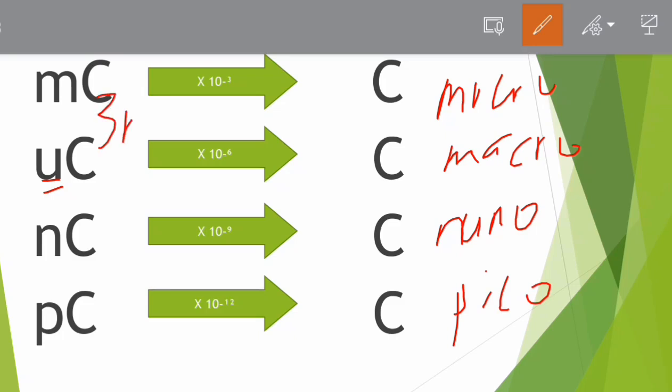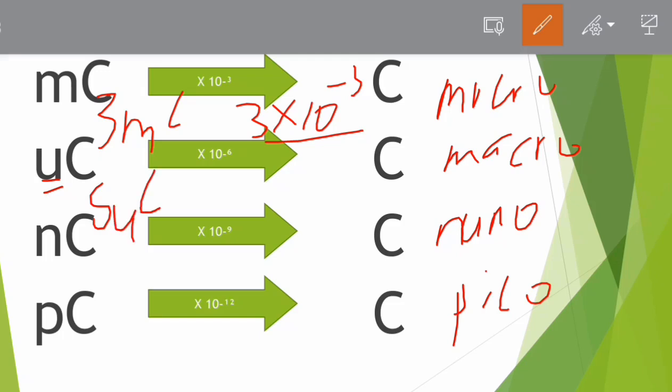Let's say you are given 3 microcoulomb. So you just simply replace the micro by times 10 to the power of negative 6. Let's say in this case here you have maybe 5 millicoulomb. So that means you replace the milli by times 10 to the power of negative 3. So you have coulomb, right? So that's how you convert.